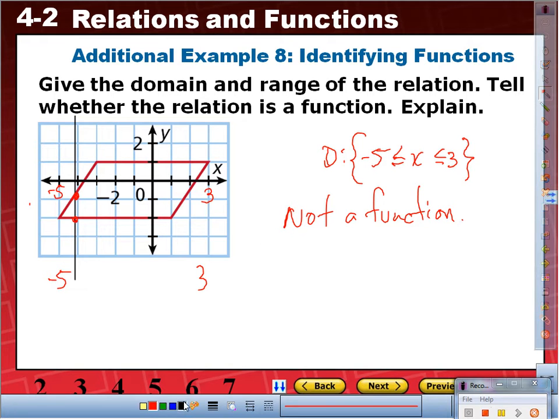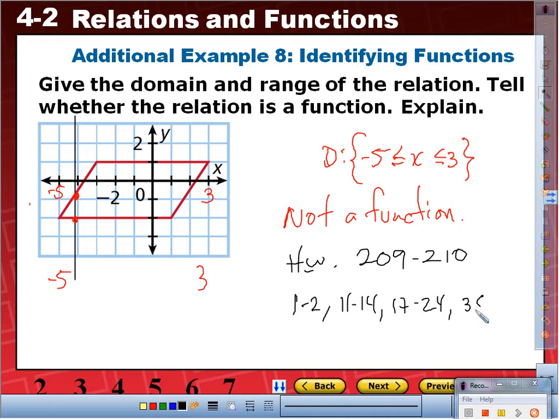So homework. What is the homework, guys? 1 to 2, 11 to 14. What is 1 to 2? 11 through 14, 17 to 24, and 35.